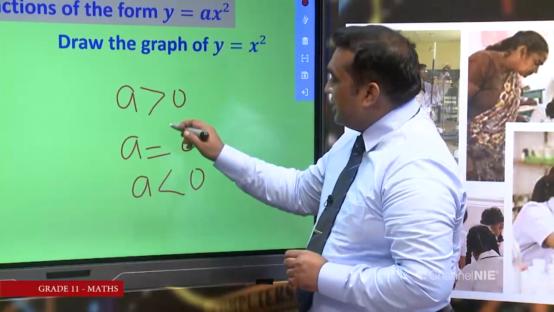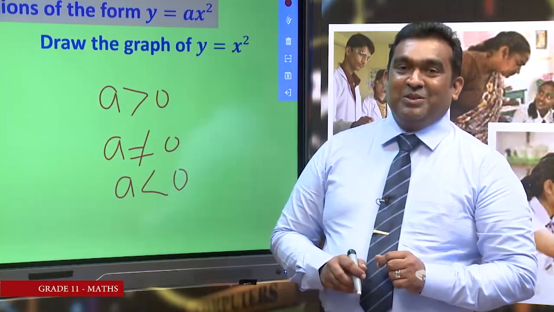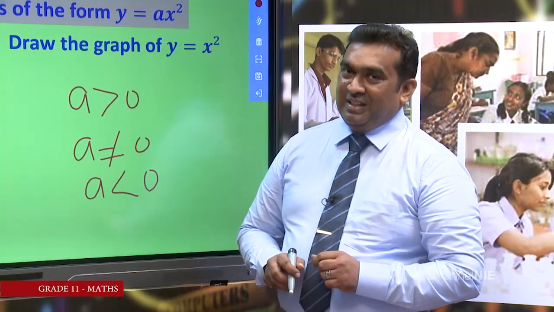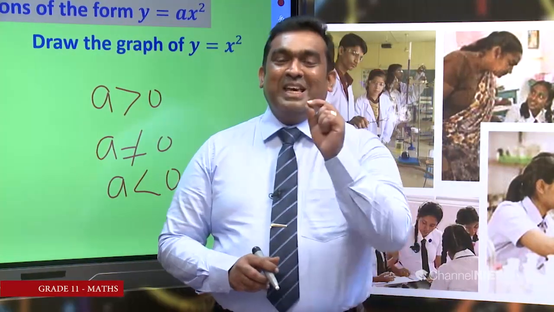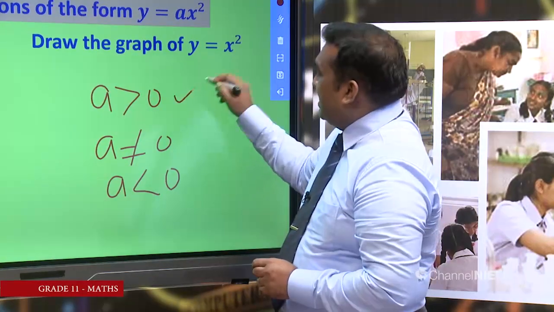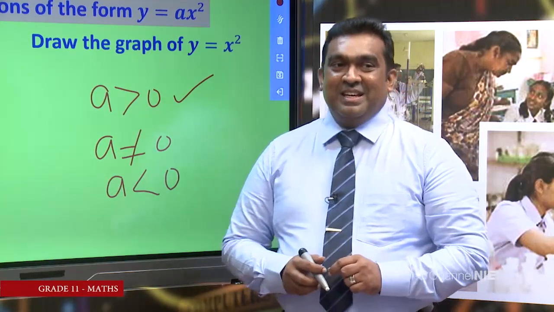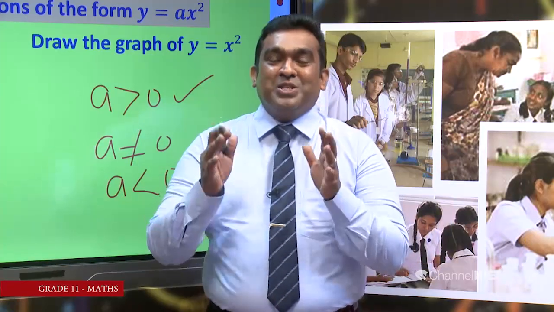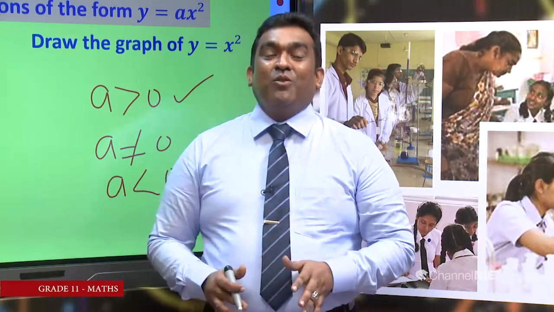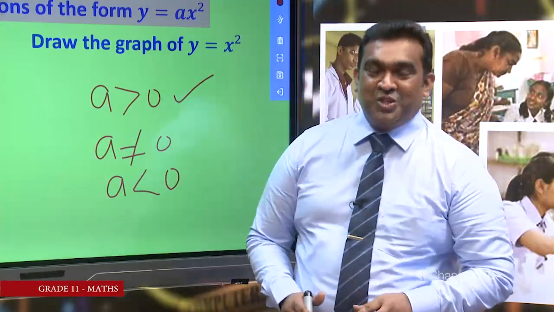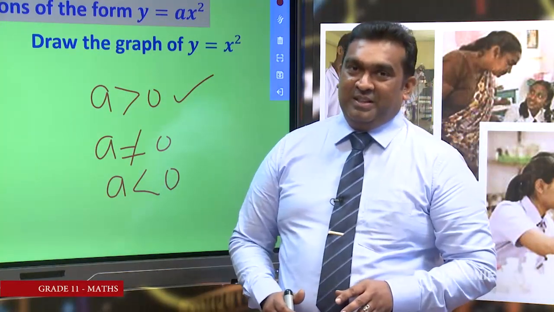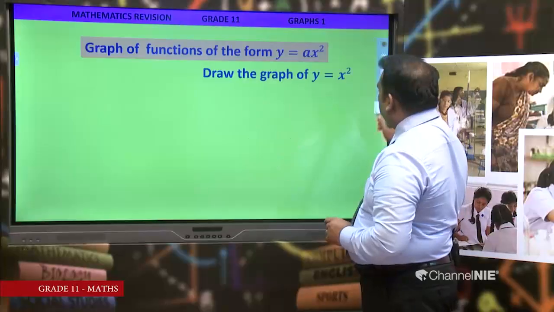But by the definition, we know that a is not equal to 0. We consider y equals x squared. It means a equals 1, this case. When the coefficient of x squared is positive, we are going to find the shape of the graph. Okay, we will see it.